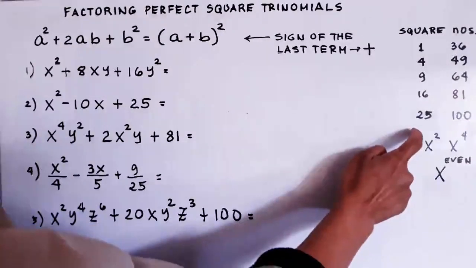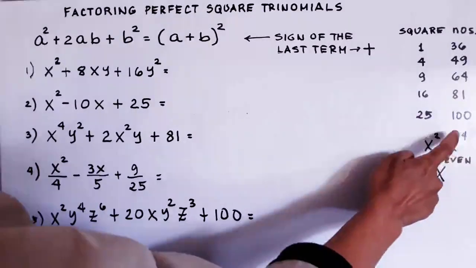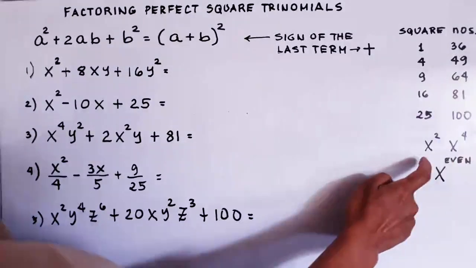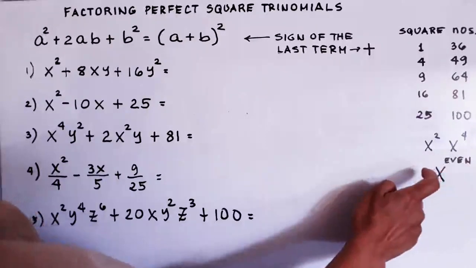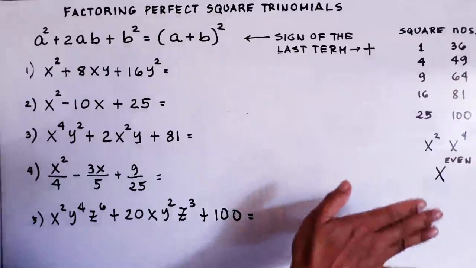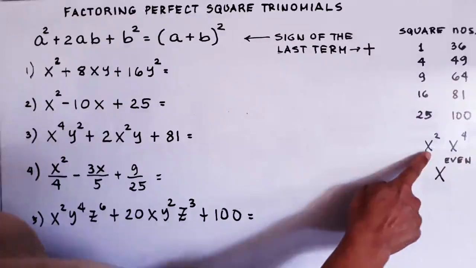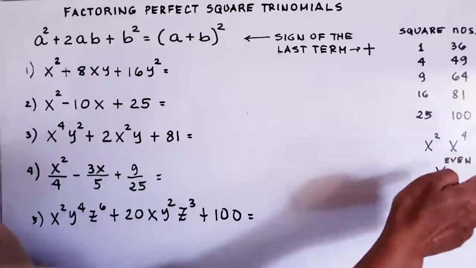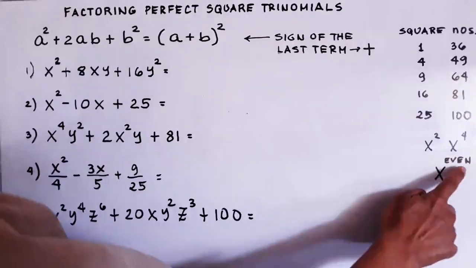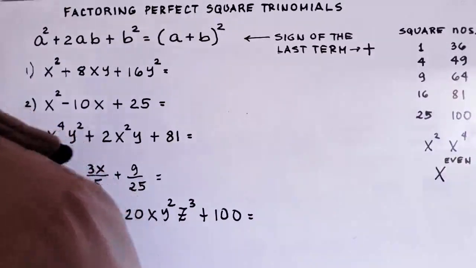And we still have 121 for 11, 144 for 12, 169 for 13, 196 for 14, and 225 for 15. For the variables, we have x squared, x to the 4th, x to the 6th, x to the 8th. We can say that if the exponent is an even number, then they are called square variables.